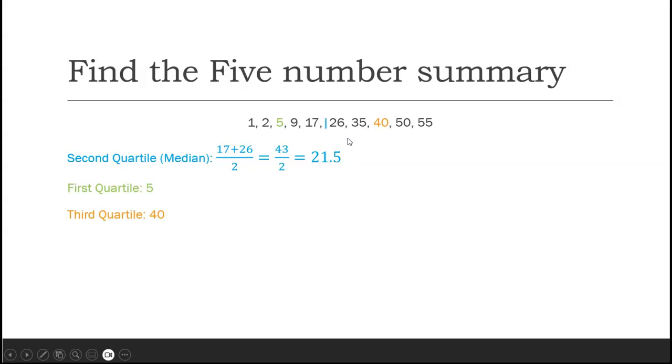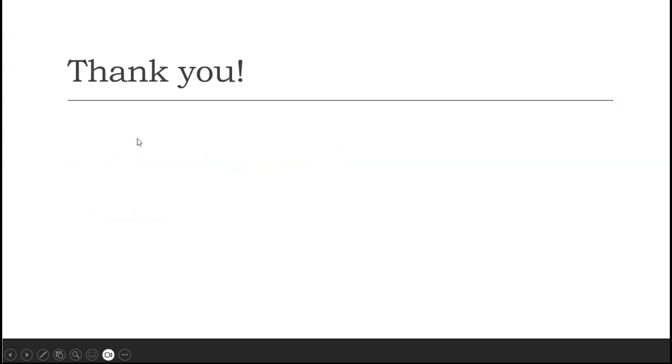So that's really all quartiles are: finding medians for different halves of the data. And you also need to find your minimum, which is 1, and your maximum, which is 55. That is it for this video.